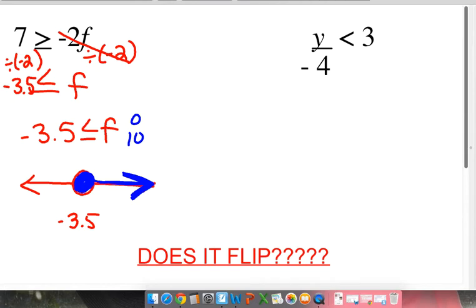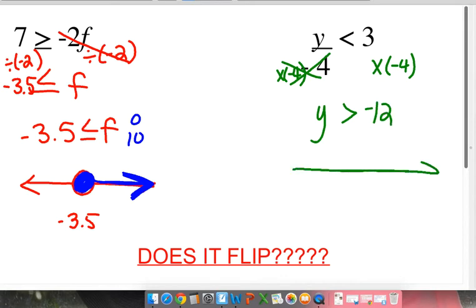Y divided by -4, sign's going to flip, is less than 3. All right, I'm going to go ahead and flip that sign so that I don't forget. And instead of divide by -4, I'm going to multiply by -4 here, and here, and bye-bye to those. And y, and my sign flipped, and 3 times -4 is -12. And I'm going to graph it, because I know that I need to. And I know I need a circle. And I don't shade that circle in.